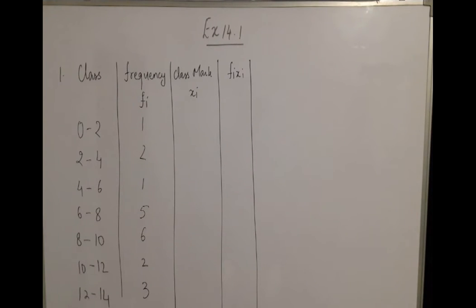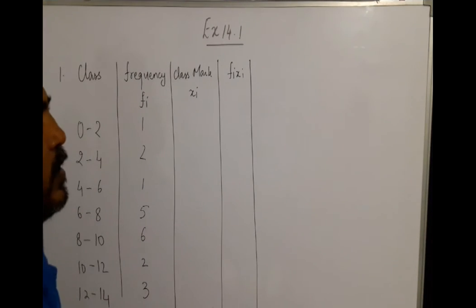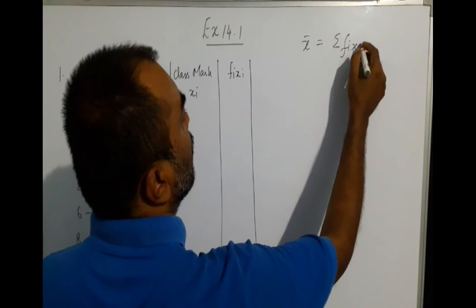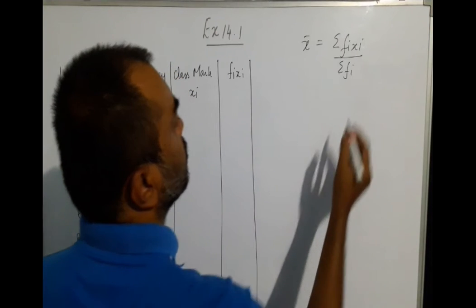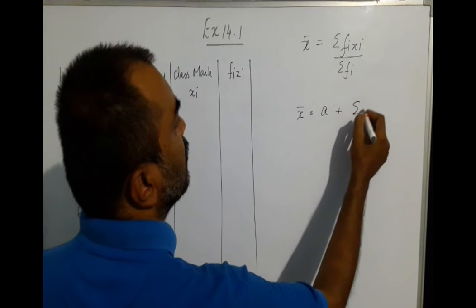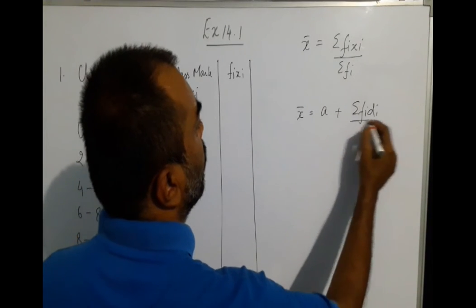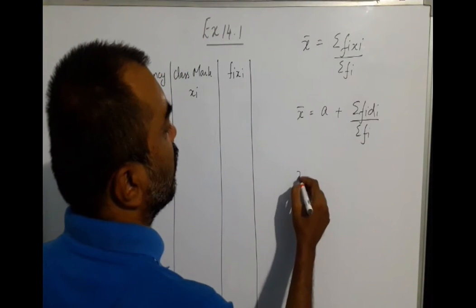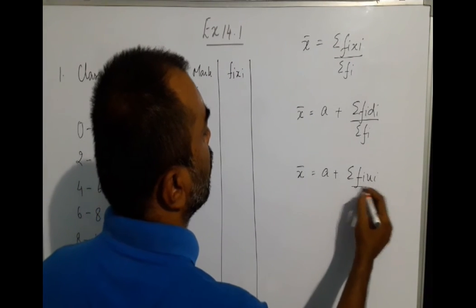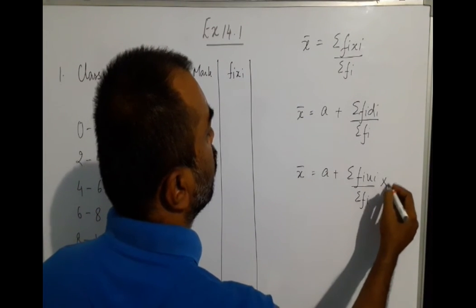First of all, I will write on the board the formulas we have done so far: the direct method, the assumed mean method and the step deviation method. So let me write the formula just for recollection. The direct method is x bar equal to sigma fi xi upon sigma fi. The assumed mean method has x bar equal to a plus sigma fi di upon sigma fi. And the third method we had was x bar equal to a plus sigma fi ui upon sigma fi into h.